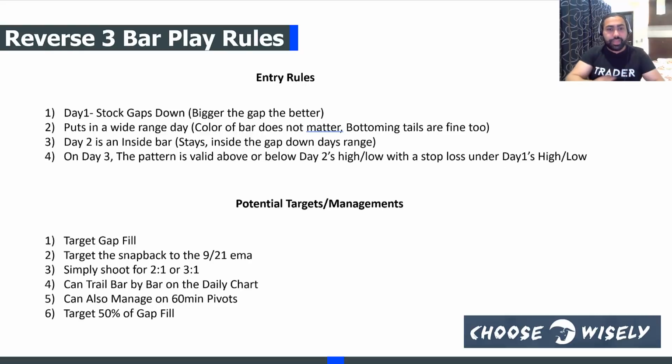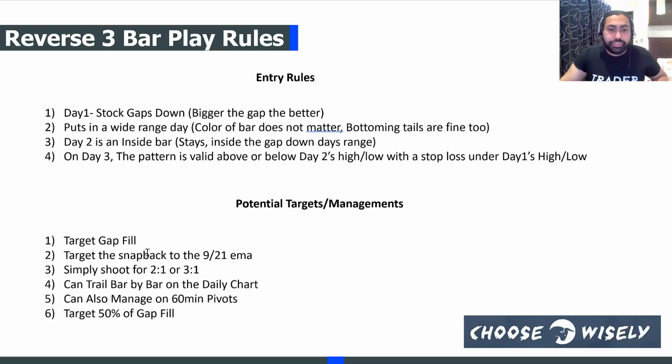So day one, stock gaps down, puts in a wide range bar. Doesn't matter the color of the bar. Tails are fine too. Day two stays inside day one. You buy above day two, stop below day one. And on day three is when it triggers, and then manage in between. That's the key part, as I said, right? How you manage it. I personally do 2 to 1. If it hits 2 to 1, great. If it stops me out, great. Nothing in between. That's what I personally do.